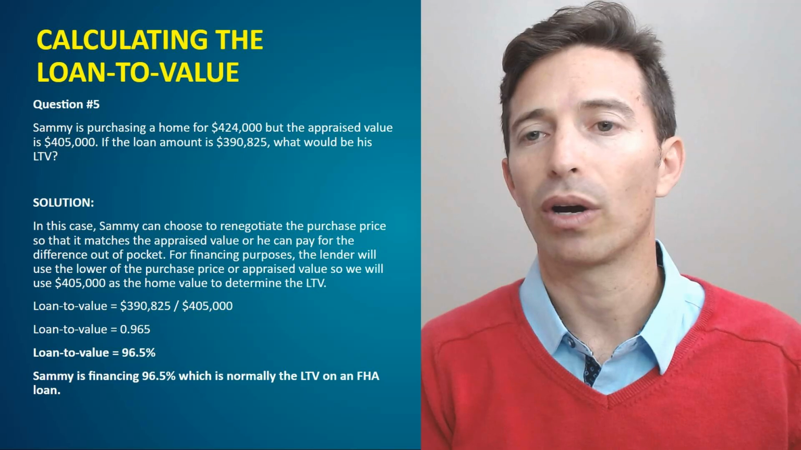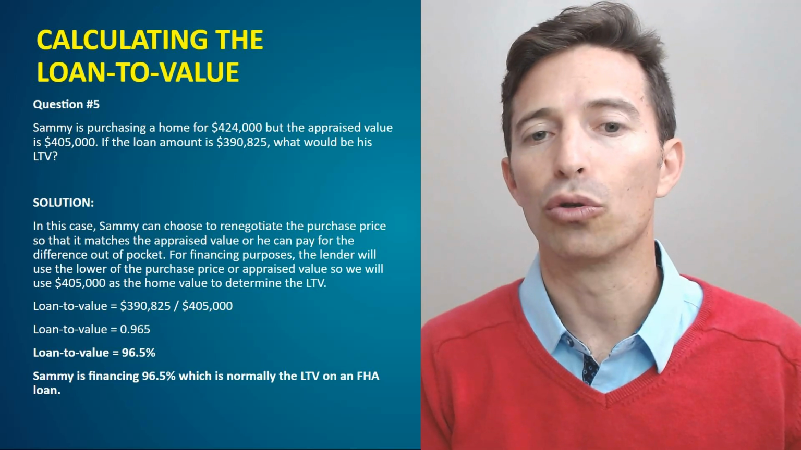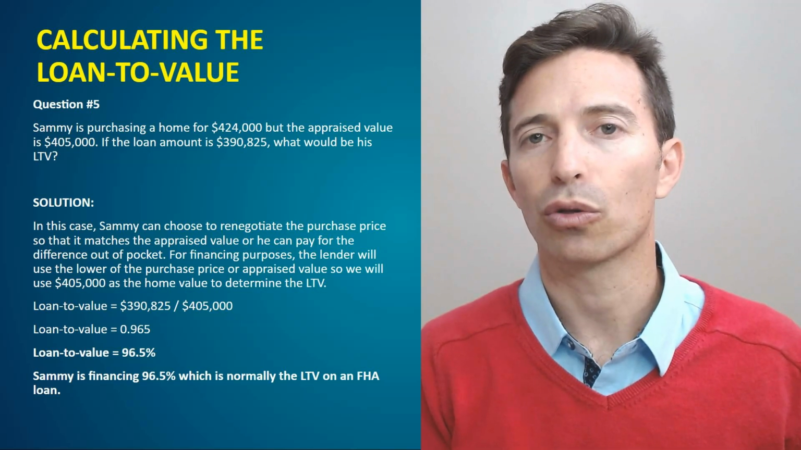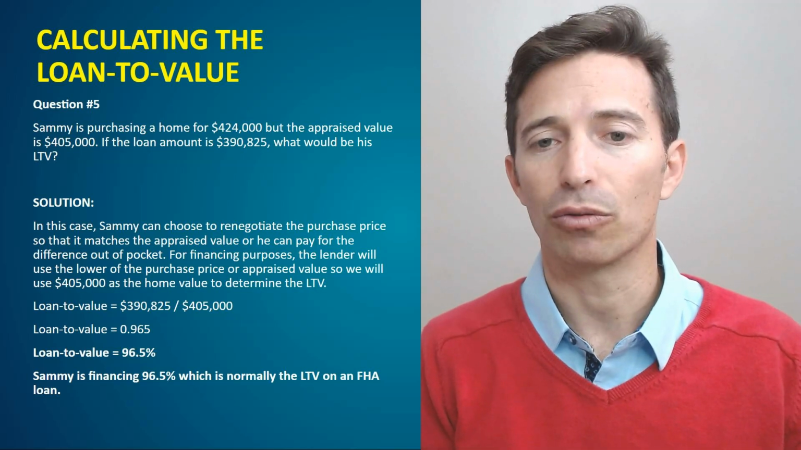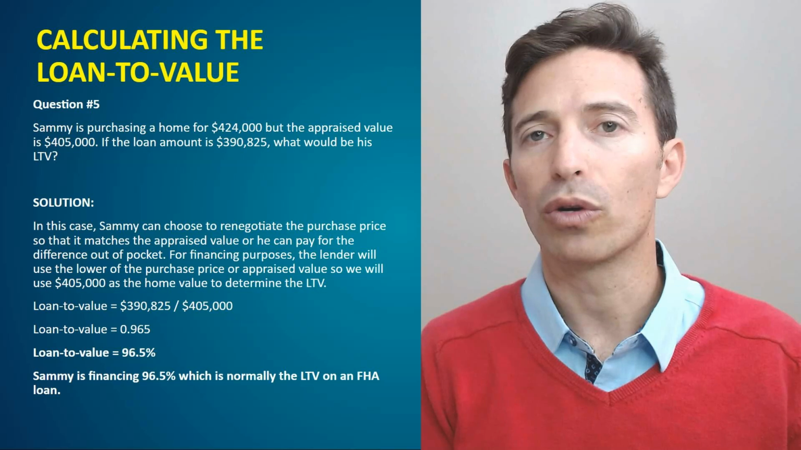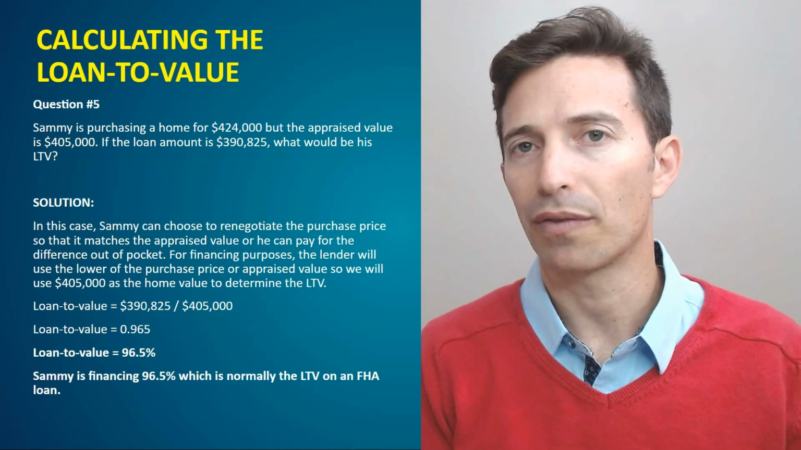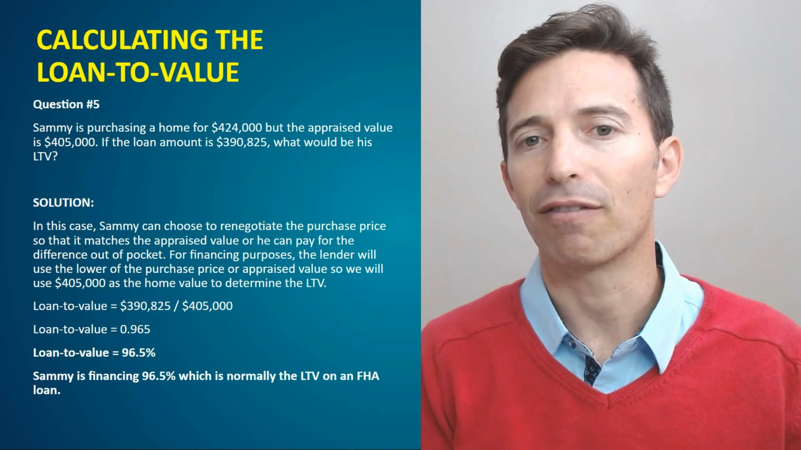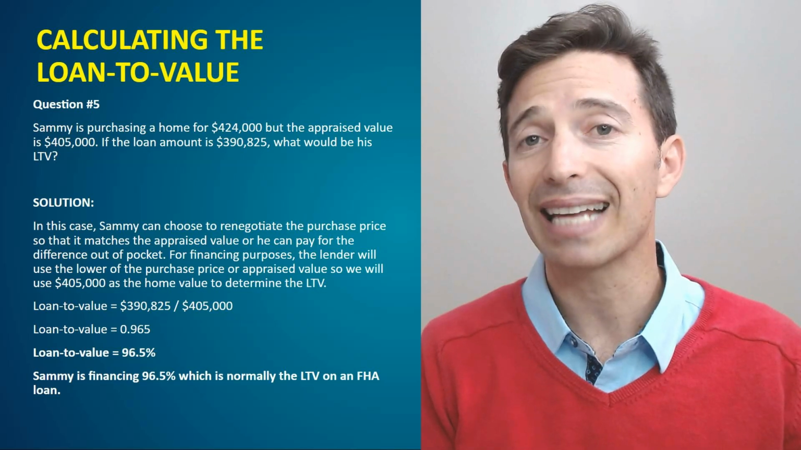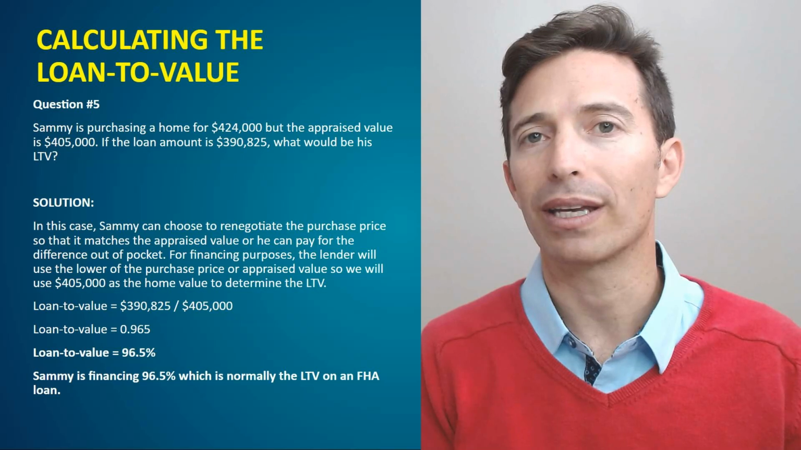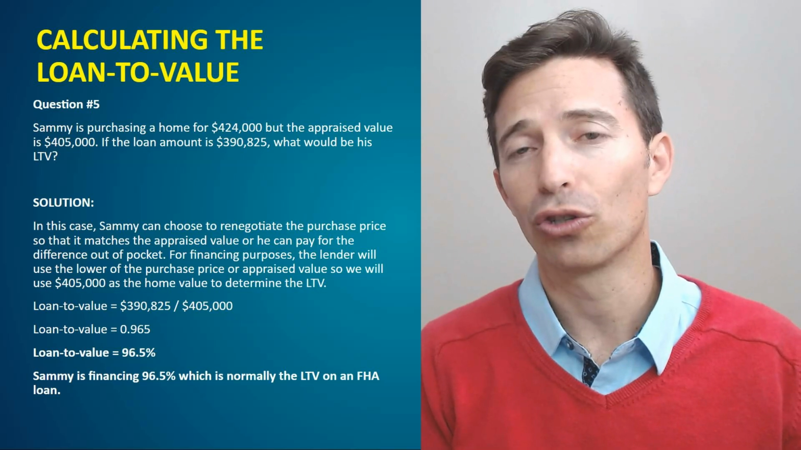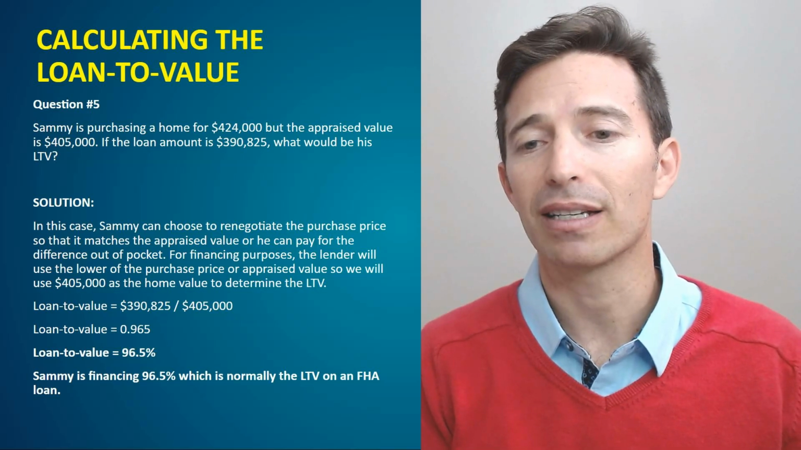But in this case, let's go ahead and calculate the LTV. So we're going to use the loan to value equation. We're going to divide the loan amount by the lower of the purchase price and the appraised value. So we know that the loan amount is $390,825, and we're going to divide that by $405,000 since that's the appraised value. And we're going to get a loan to value of 0.965, which is also 96.5% financing.